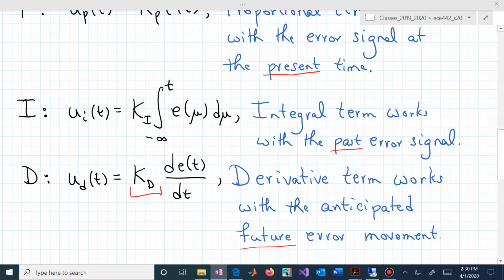Then we are going to scale this term with a gain k sub d in response to the error or the direction of the error. Where are we headed? And that's dealing with the future. So you can see that now we are looking at designing a controller that works with three different time histories or time intervals of the error. The present time is the proportional, previous time is the integral, and future time is the derivative.